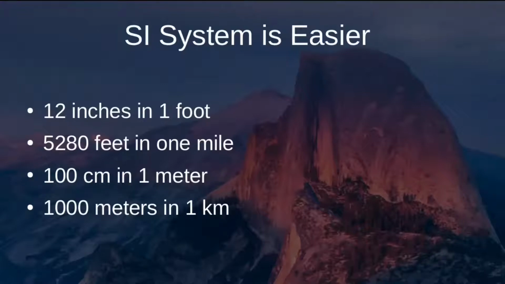The unit of distance in the metric system is the meter. So 100 centimeters is equal to 1 meter, and there are 1,000 meters in 1 kilometer. So it just increases by a factor of 10. This is a lot more simple than remembering 12 inches in a foot and then 5,280 feet in 1 mile.